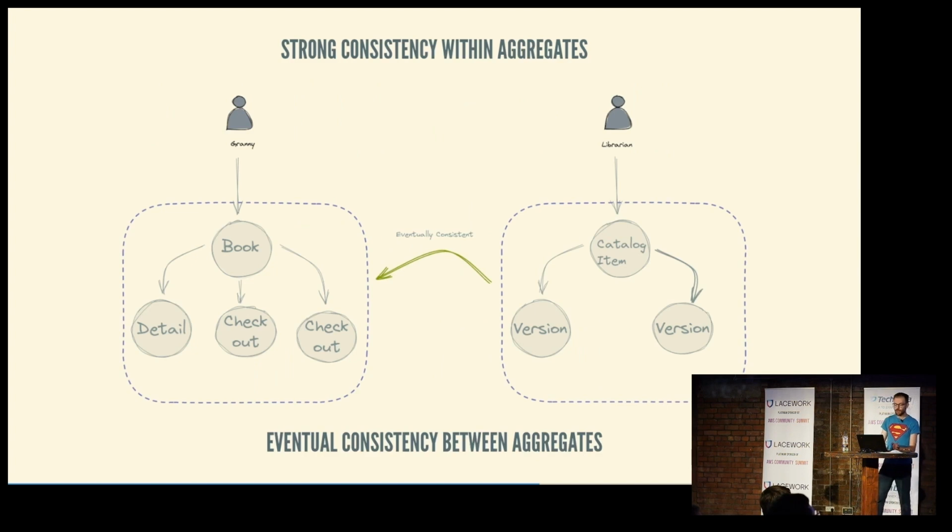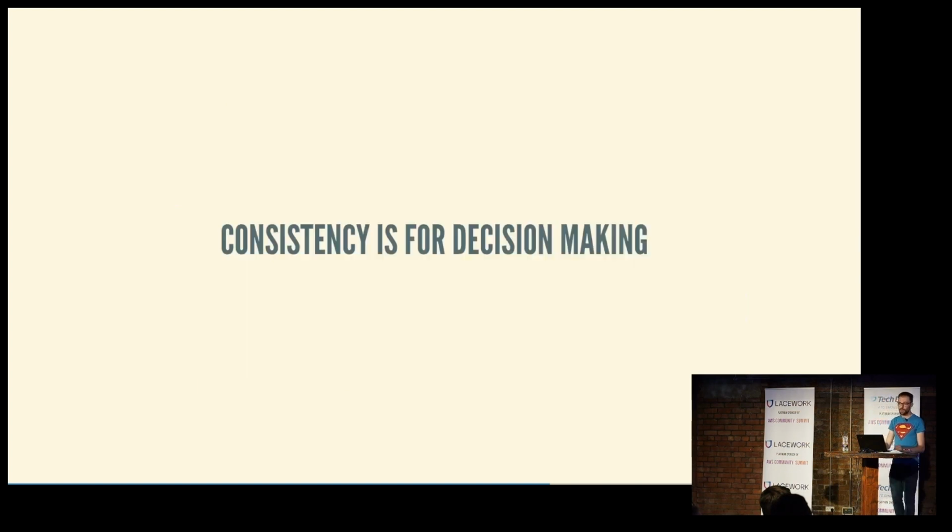So within one aggregate, right, within our book aggregate, we have strong consistency. Every access to the book will see all of the checkouts, it will see all of the updates to that book in the same order. But between aggregates, we rely on eventual consistency. This is because, again, we only need consistency when we're making decisions. And in this context, a decision is some policy that we apply when we change state in our system.